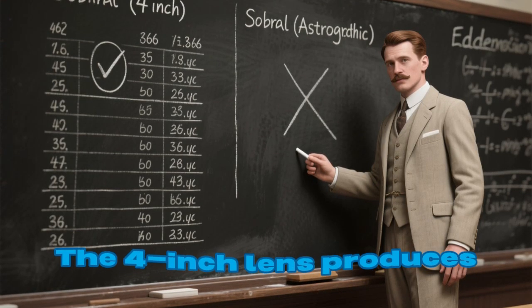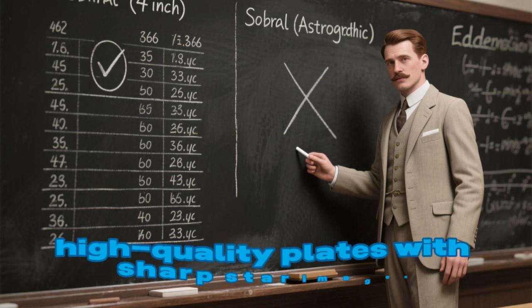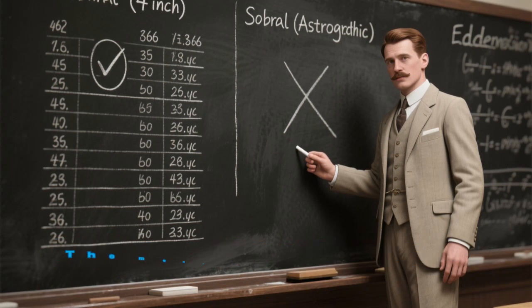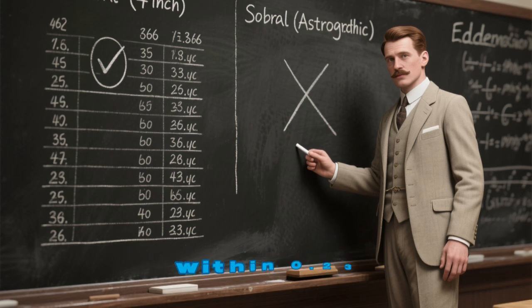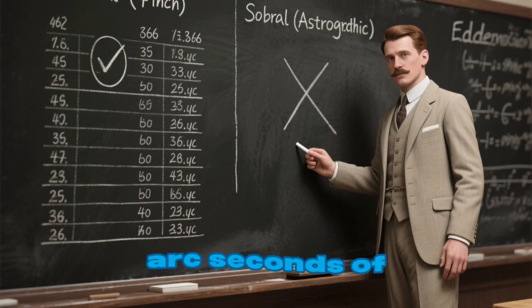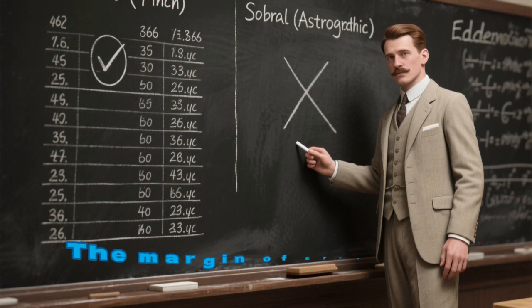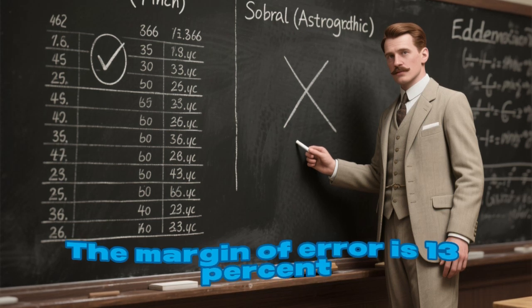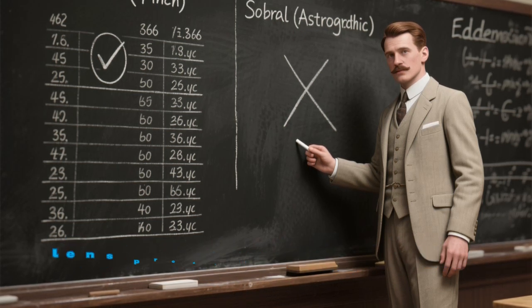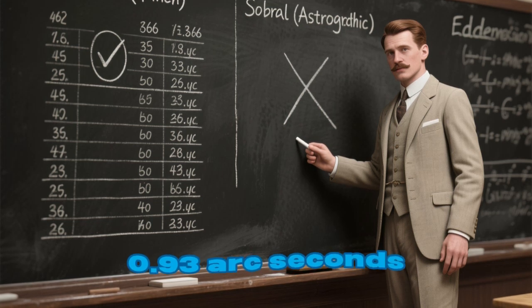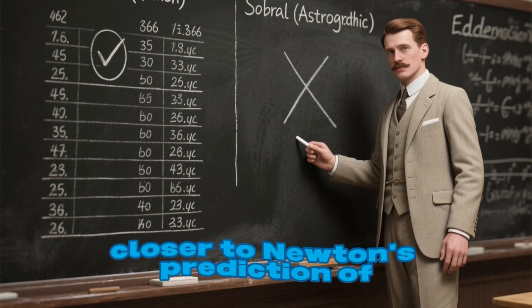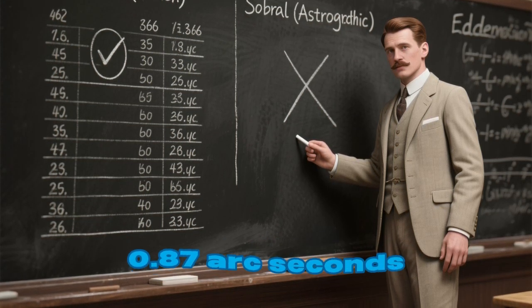The 4-inch lens produces 19 high-quality plates with sharp star images. The measured deflection averages 1.98 arcseconds, within 0.23 arcseconds of Einstein's prediction. The margin of error is 13%. The larger astrographic lens produces deflections of only 0.93 arcseconds, closer to Newton's prediction of 0.87 arcseconds.